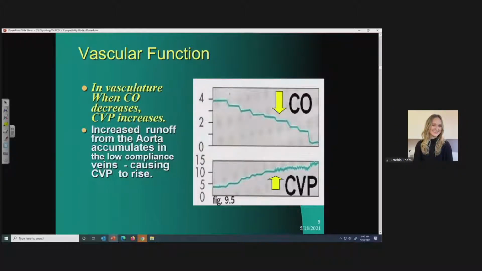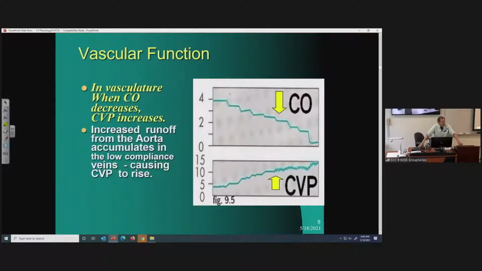When CO decreases, the central venous pressure increases, that there's an inverse relationship? That is it. That's exactly it. So this graph kind of shows it. So here's cardiac output at 4, which we might consider normal. And here's CVP at 4, which we would consider normal if the right atrium's 2 to 6 millimeters of mercury.